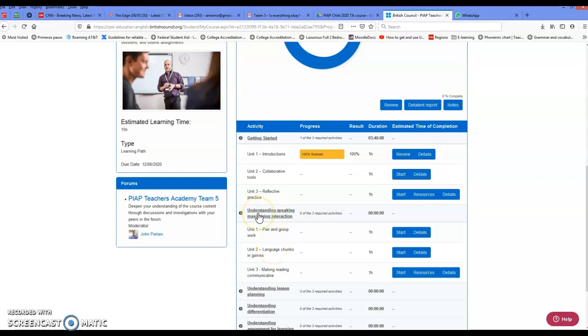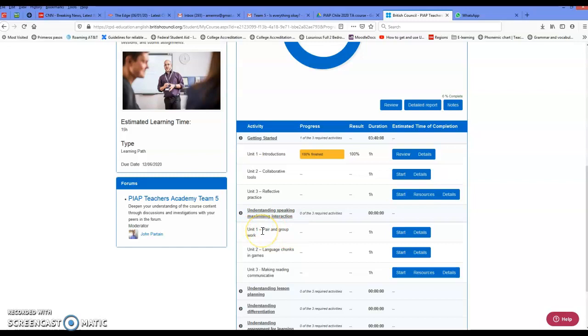Okay, this is the second module. This is Understanding Speaking, Maximizing Interaction, and so this was what I meant. I misspoke when I told you that you checked module 1. This was the first module. That is correct. Okay, so this was the second module in our course.